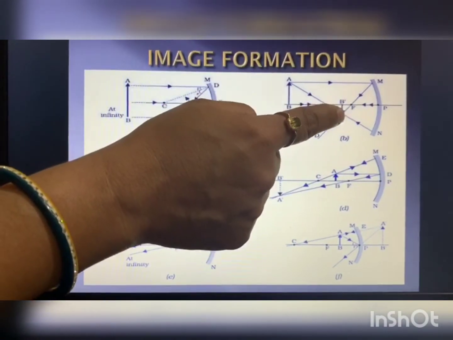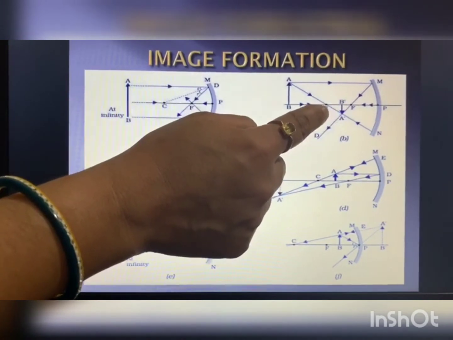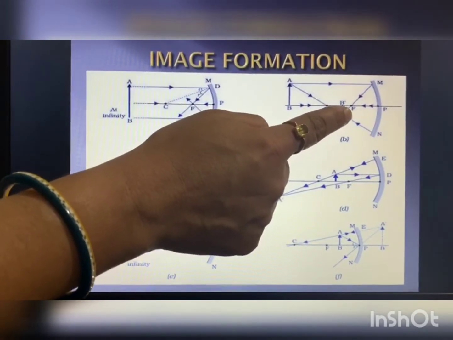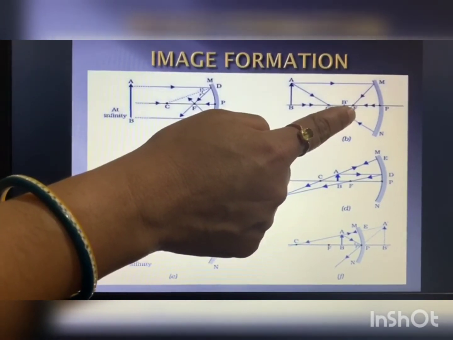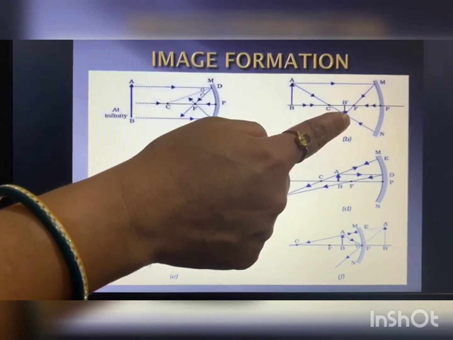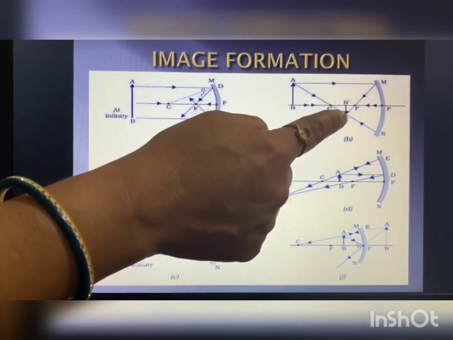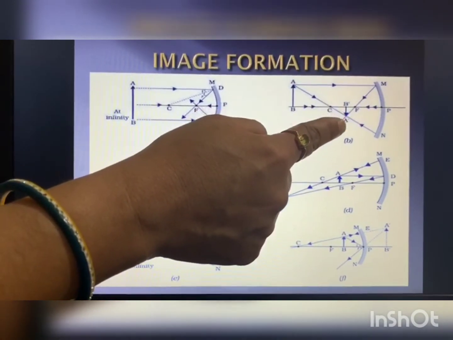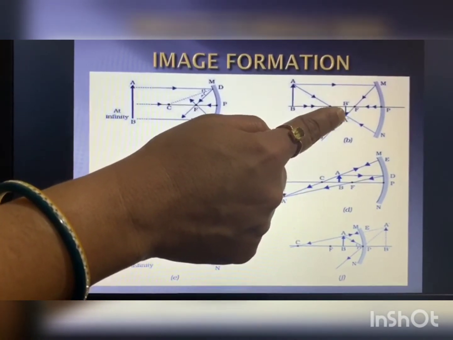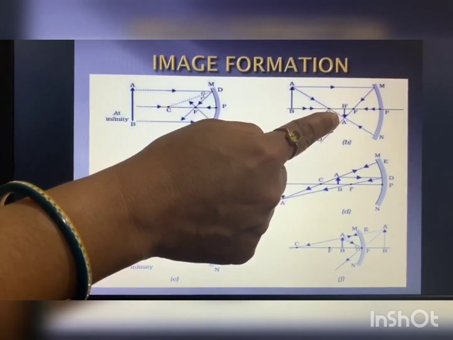Now, where is the image going to be formed? Between center of curvature and focus. What is the nature of the image? It's real and inverted. That is B dash, A dash. And what is the size of the image? It's small, or diminished.